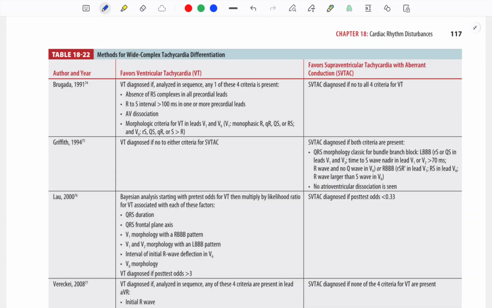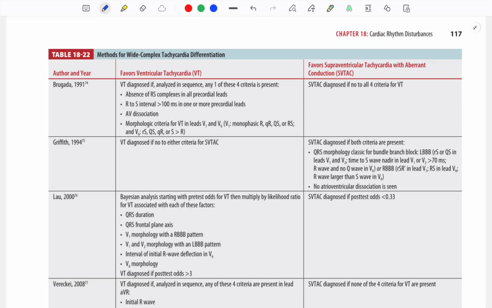There is Brugada's method to differentiate wide complex SVT versus VT. VT is diagnosed if, analyzed in a sequence, any one of these four is present. So to call it an SVT, all of these should be absent. If any of these four is present, it is VT. First is absence of RS complex in all precordial leads. Second, R to S interval is more than 100 milliseconds in one or more precordial leads.